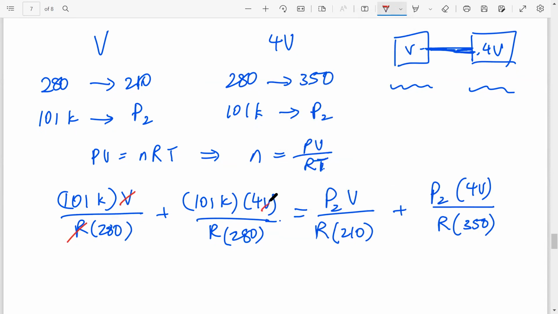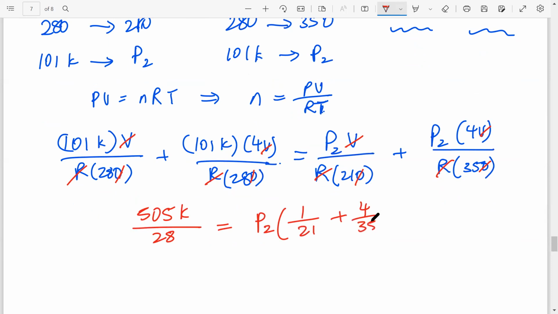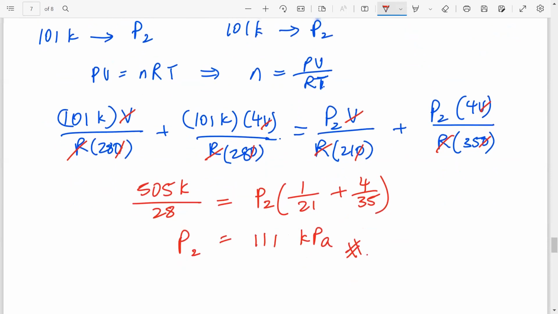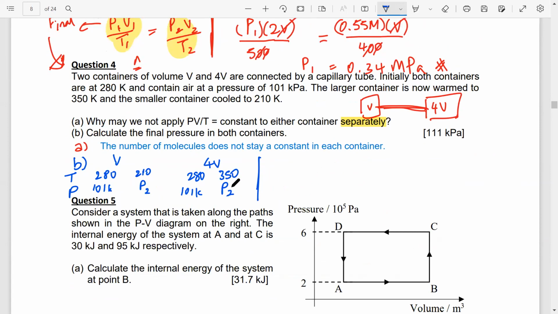Just cancel the V and the R, cancel the V and the R, cancel the V and the R. I'll just cancel the tens in the denominator as well. So here, we just need to solve for math. So 505 kilo over 28 equals P2 times 1 over 21 plus 4 over 35. When you rearrange and do your calculations, you should get 111 kilopascals as per the answer. This kilo, we keep the K there so that we know that it's 10 to the power 3. That's one of the shortcuts you can use. So that is for question 4. Hope you understand.